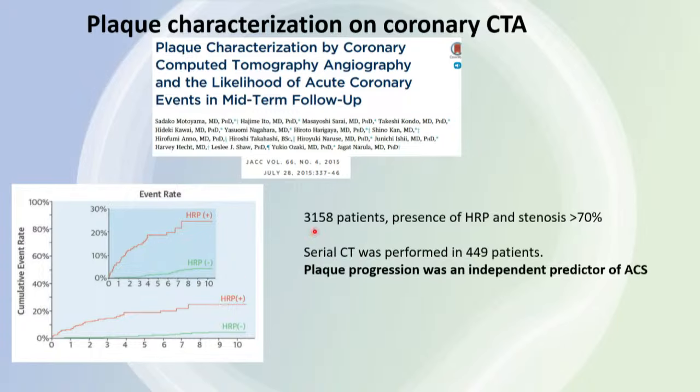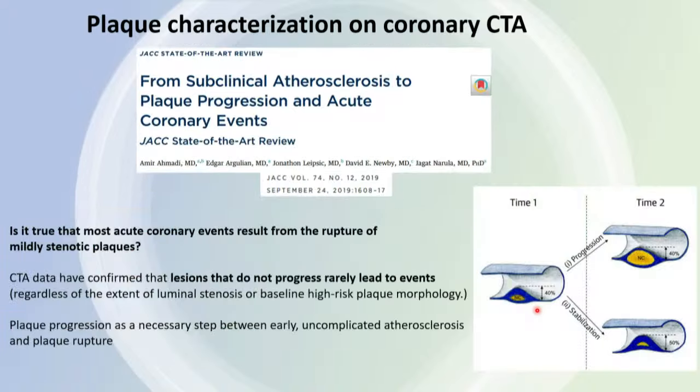So they looked at around 3,000 patients for the presence of high-risk plaque features and stenosis greater than 70%. And then they had data with serial CT in 449 of these patients. And what they found was that plaque progression was an independent predictor of ACS. If you look here, high-risk positive versus high-risk negative, of course, there is a higher event rate, but just the plaque progression by itself also predicts, irrespective of the kind of plaque.